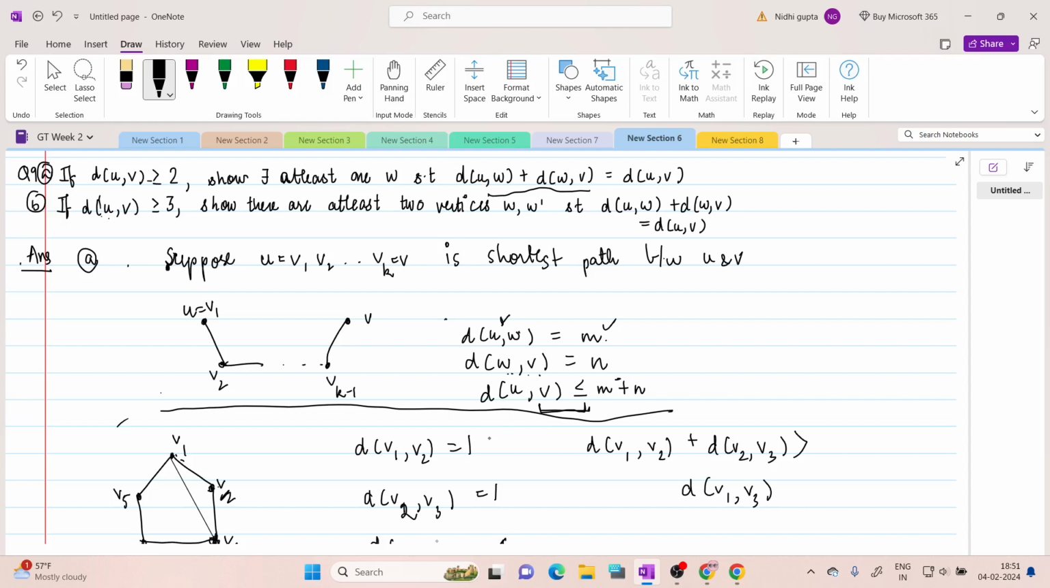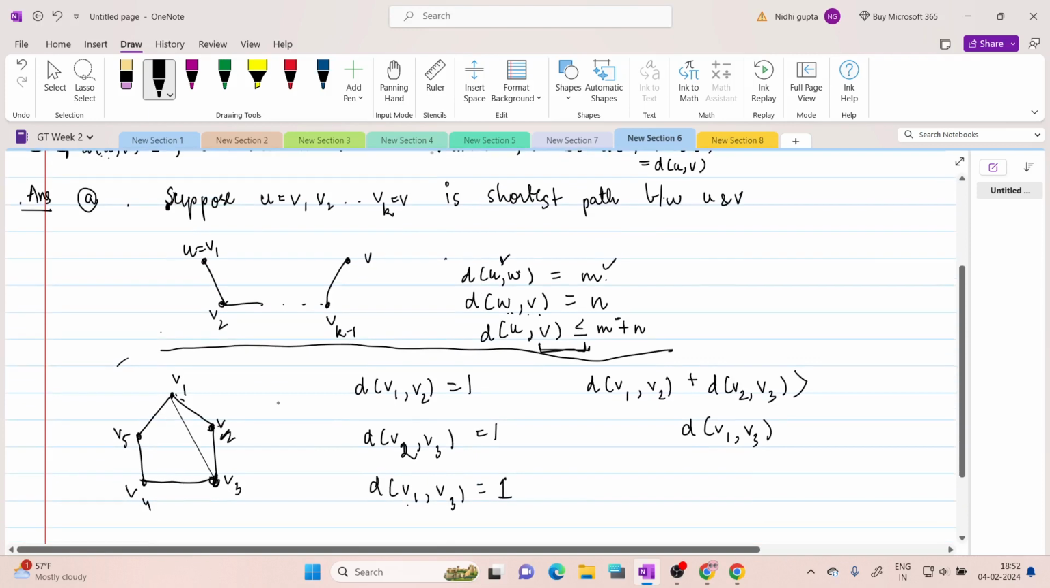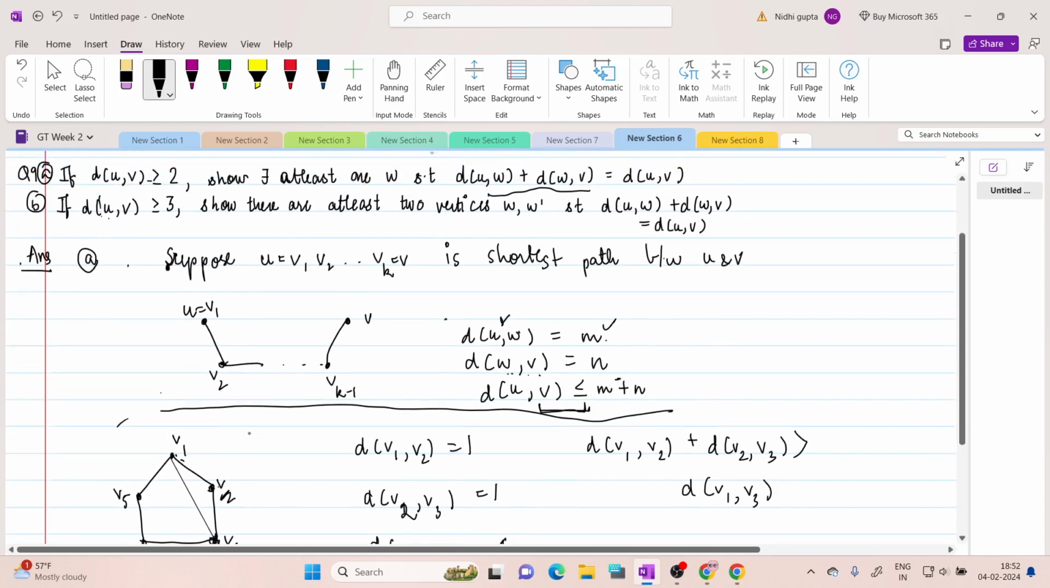Yes. I'm just saying that even if there's a path between u and w and a path between w and v, we can't say the resultant path between u and v will be the shortest path. But this question says we can guarantee at least one vertex which satisfies this property. Yes, but in the example you have taken, the minimum distance is not at least two. It is already one here.